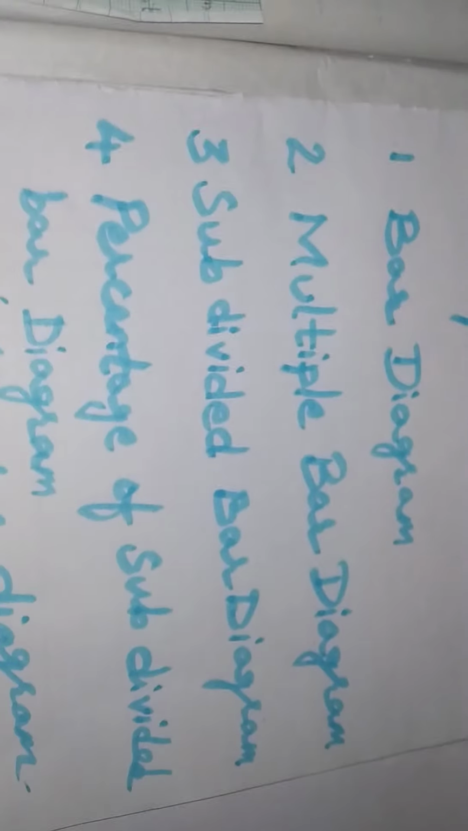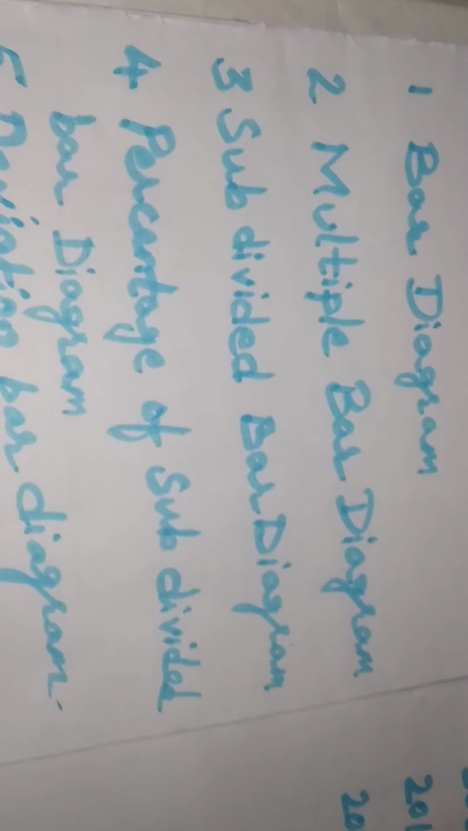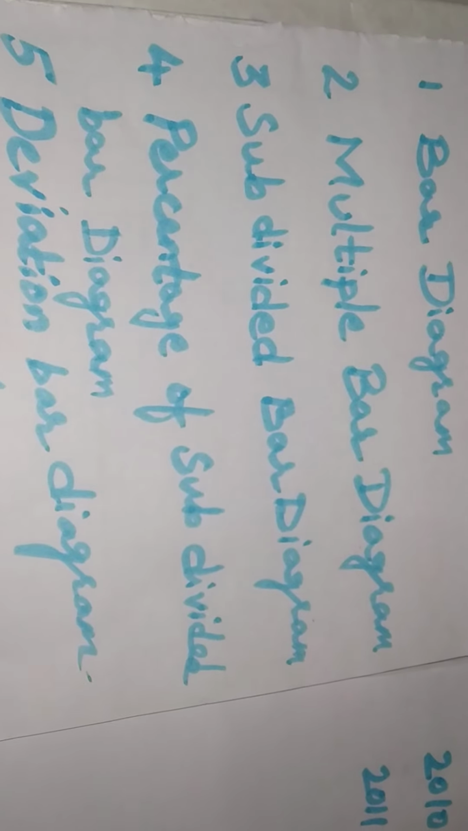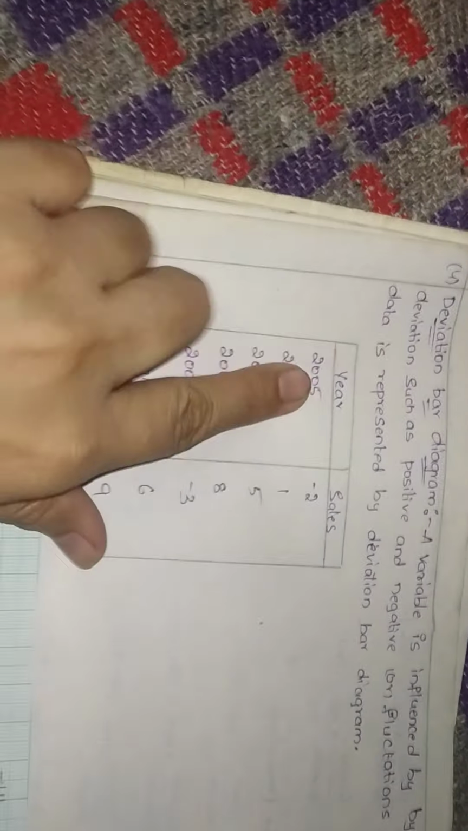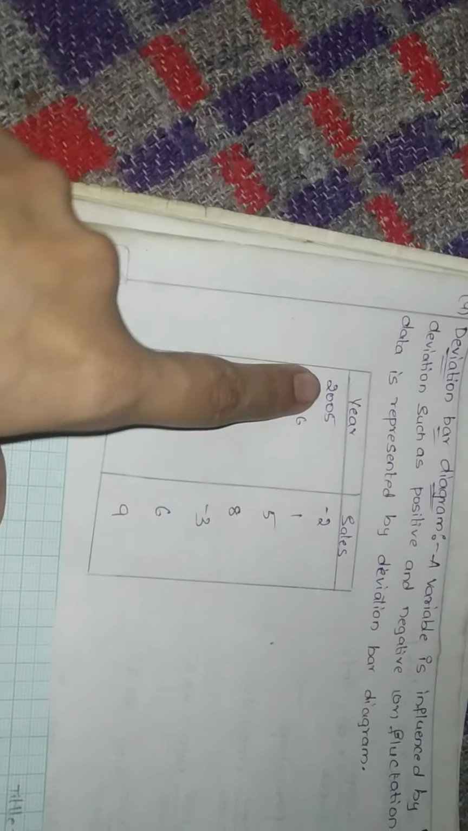Now after this, you have the deviation bar diagram. As I have shown, I have completed bar diagram, multiple bar diagram, subdivided bar diagram, and percentage of subdivided bar diagram. The fifth one which I am showing is the deviation bar diagram. For this, the question is year and sales. Just write years and sales, this one. Then make a graph like this. Because you have negative values over here, you need to put negative values on the y-axis also.